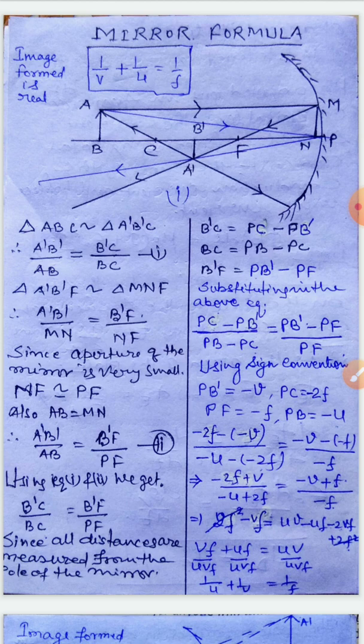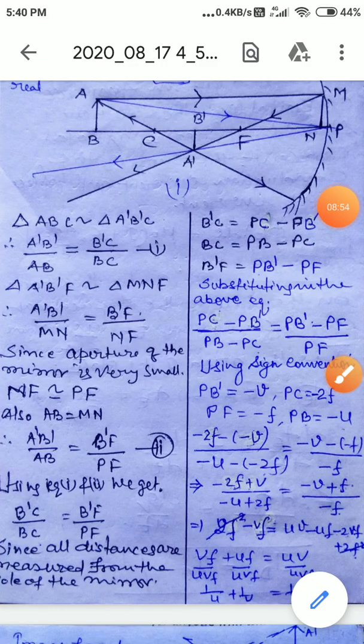Now triangle ABC and triangle A dash B dash C. Triangle ABC is similar to triangle A dash B dash C. So the ratio of corresponding sides is the same. So A dash B dash by AB is equal to B dash C by BC. Let it be equation 1.